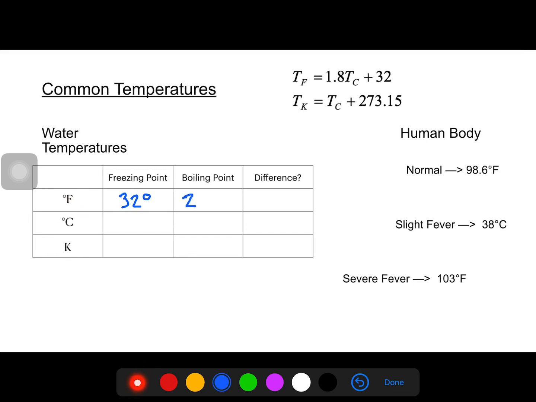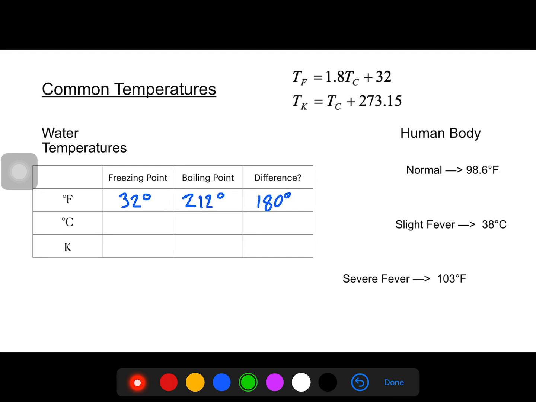Our boiling point is 212 degrees, which gives us a difference of 180 degrees Fahrenheit. And I'll talk about why we even care about this in just a little bit. So that's kind of everyday stuff. That's stuff you probably know.